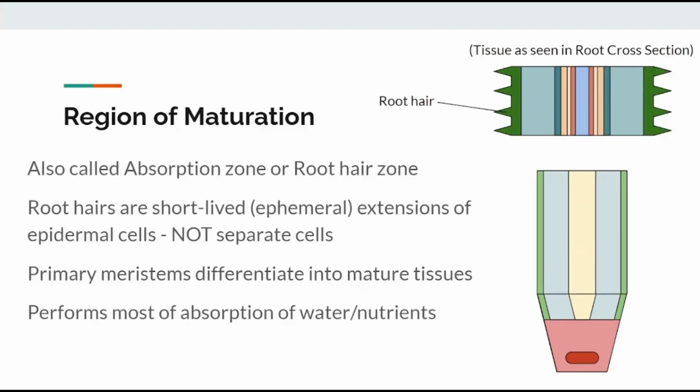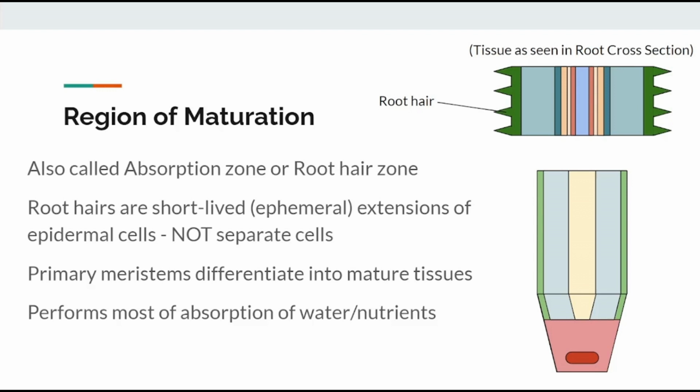This region is also called the absorption zone or root hair zone because it is where root hairs grow, and the beginning of this region is sometimes defined as where root hairs are first found. Root hairs are simply extensions of epidermal cells, not separate cells, which serve to increase the absorptive surface area of the roots. They are ephemeral or short-lived and only last about 5 days before dying. It is in this region of maturation where the primary meristems differentiate into distinctive mature tissues such as root epidermis, root cortex, endodermis, pericycle, and primary vascular tissue.